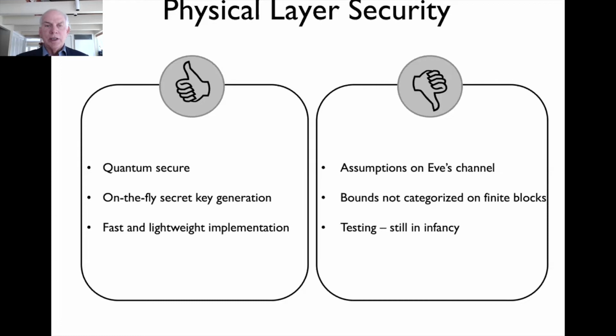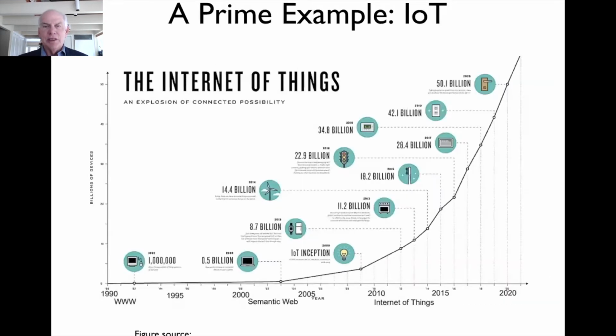But what can go wrong with the kind of security we have today? Well, as I mentioned, a prime example of where today's security might break down is in the Internet of Things, where we have massive numbers of terminals. They may be very low complexity and low cost.